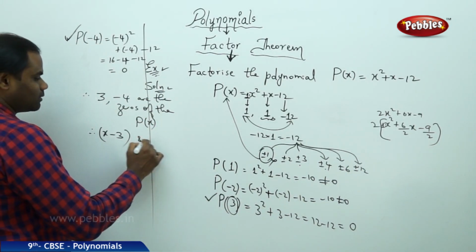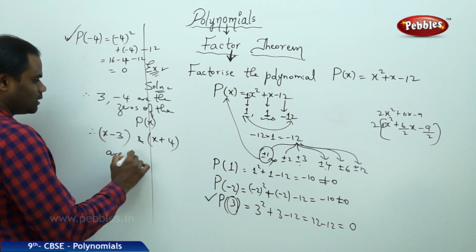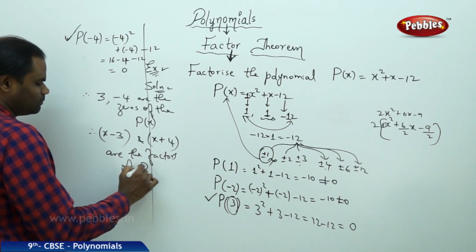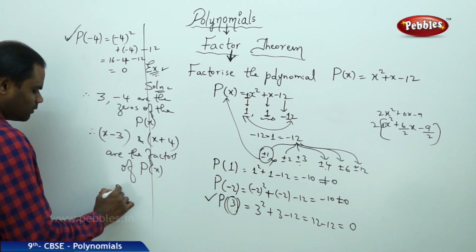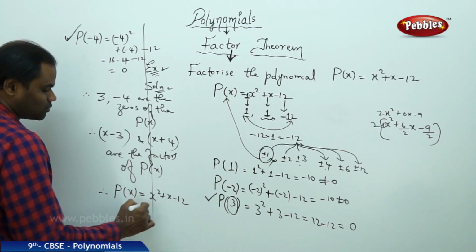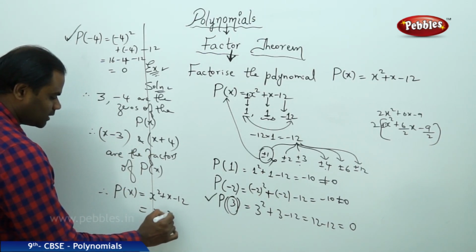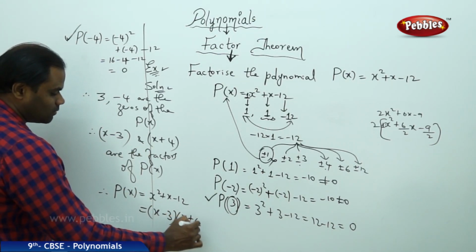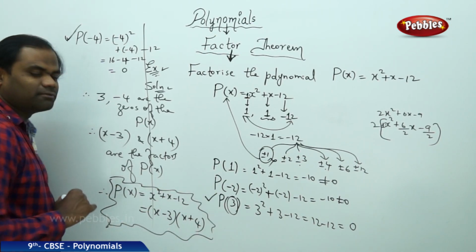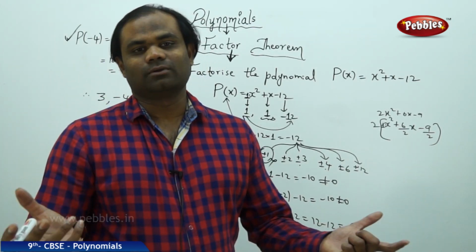So x minus 3 and x minus of minus 4, that is x plus 4, are the factors of p of x. Therefore, my p of x, which is x squared plus x minus 12, can be written as the product of the factors x minus 3 into x plus 4. This is how I understand factorization through the factor theorem. Factor theorem is based on zeros of the polynomial.